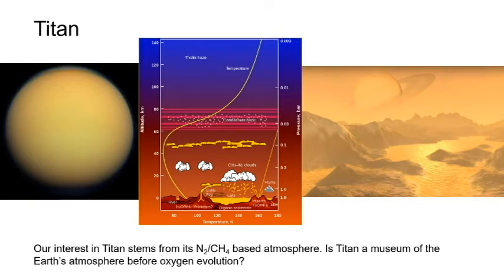The second environment I want us to think about is Titan. Titan is one of the moons of Saturn. It's got a methane and nitrogen-based atmosphere. And our reason for being interested in it is that this might be a museum, if you like, of what the Earth's atmosphere was like before the evolution of life and hence the production of oxygen in our atmosphere. So here's an artist's impression of what Titan might actually look like, where you have lakes, but these are not lakes of water, these are lakes of hydrocarbons.